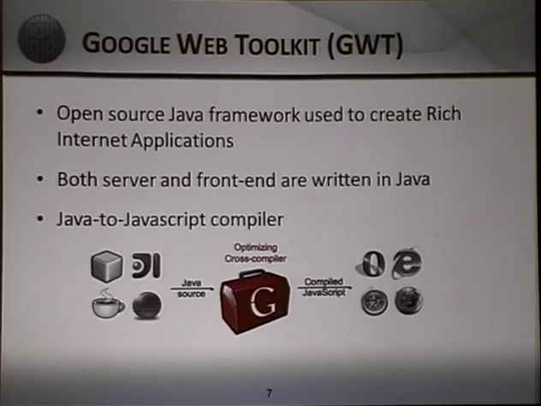One of the interesting things about it is that both the server and the front end are coded in Java. So you still have access to the Java debugger when you're writing your front end. And Google actually created a Java to JavaScript compiler. It takes your front end Java code and turns it into JavaScript. It actually compiles it numerous times for different browsers. So since you're just coding it once in Java, it'll actually work in every single browser.